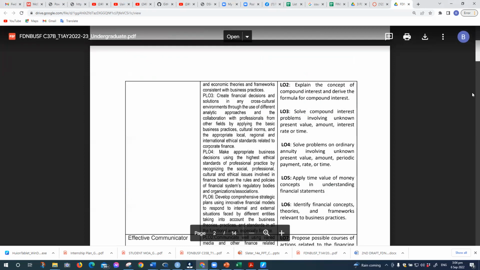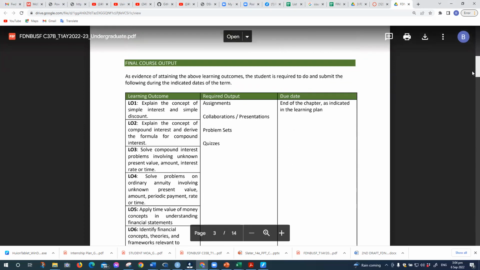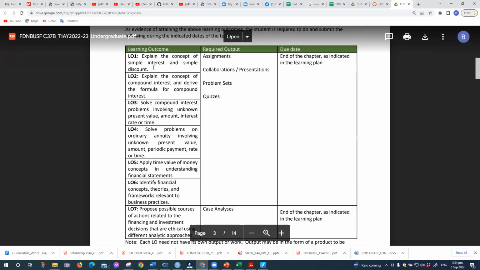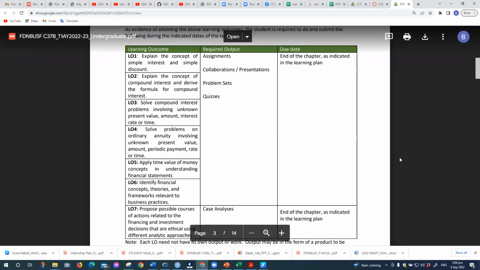Let's just focus natin, tingnan natin itong briefly yung learning outcomes natin. Okay, you should be able to explain the concept of simple interest, simple discount. Okay, magkaiba yun, no? Pag sinabing simple interest, ano ibig sabihin ng simple interest? At saka ano ibig sabihin ng simple discount? And how do we do this? We will solve problems. We will use formulas in order to compute simple interest and simple discount. And then, aside from simple, titingnan din natin yung compound interest.